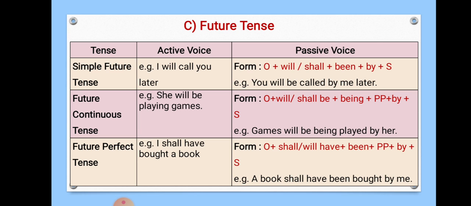Future perfect tense. I shall have bought a book. Object plus shall or will plus have been plus past participle plus by plus subject. A book shall have been bought by me. So, in this way, according to the tense in the main sentence, there will be changes in the passive voice.